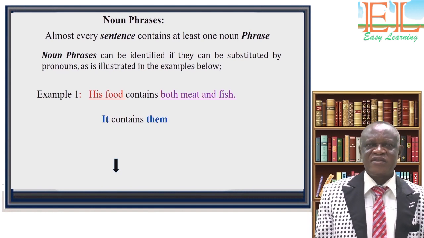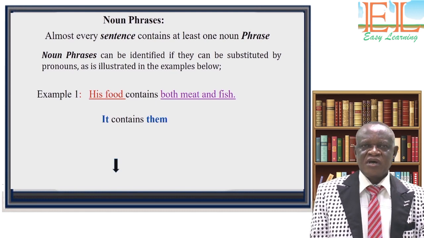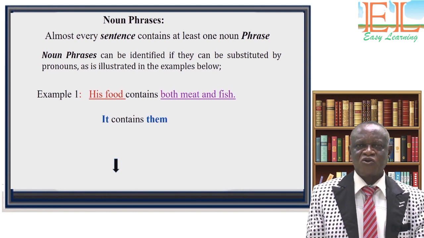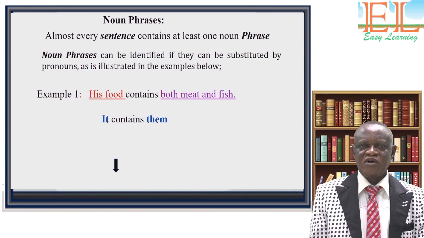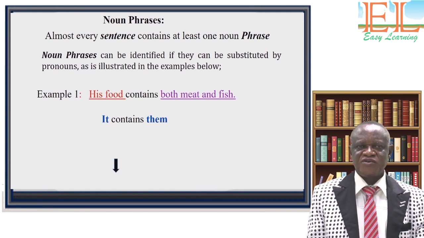What is being said now is that the litmus test for a noun phrase is that a pronoun can replace the noun phrase. So if you are in doubt whether a phrase is a noun phrase or not, try replacing the phrase with a pronoun. If it works, then it means that the phrase is a noun phrase.